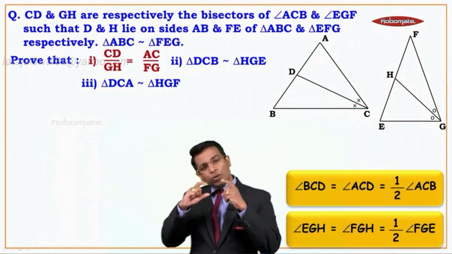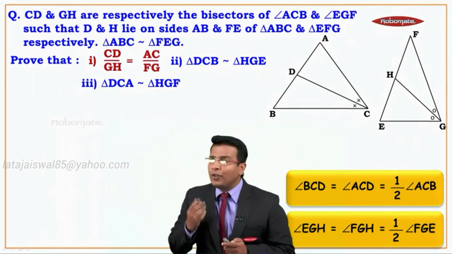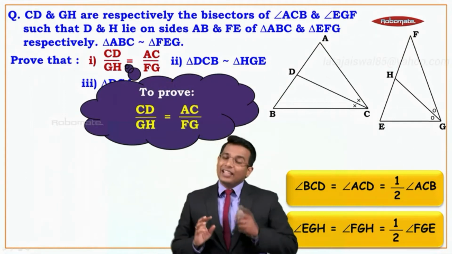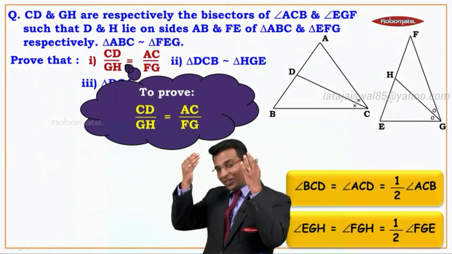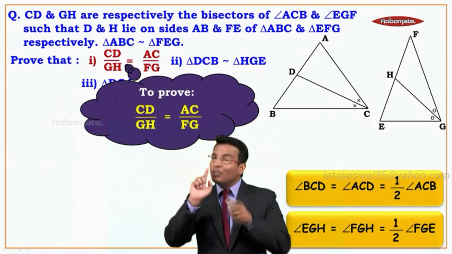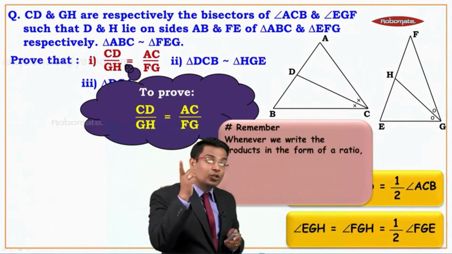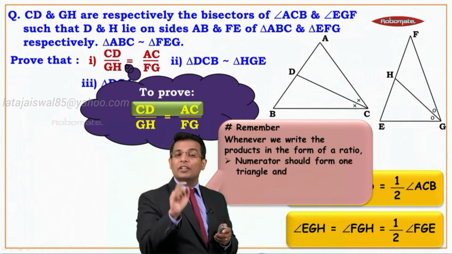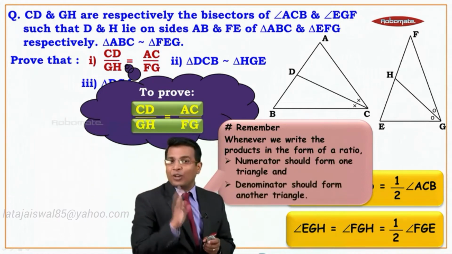We know that when we want two ratios to be equal, we need to get the triangles to be similar. But which two triangles? That is what we need to understand. When we have two products to be equal, we get ratios. Same concept which I have taught, right? So when we have those products written in the form of a ratio like we have here, the first job is that the numerator should form one triangle and the denominator should form the other triangle. That is what we know.